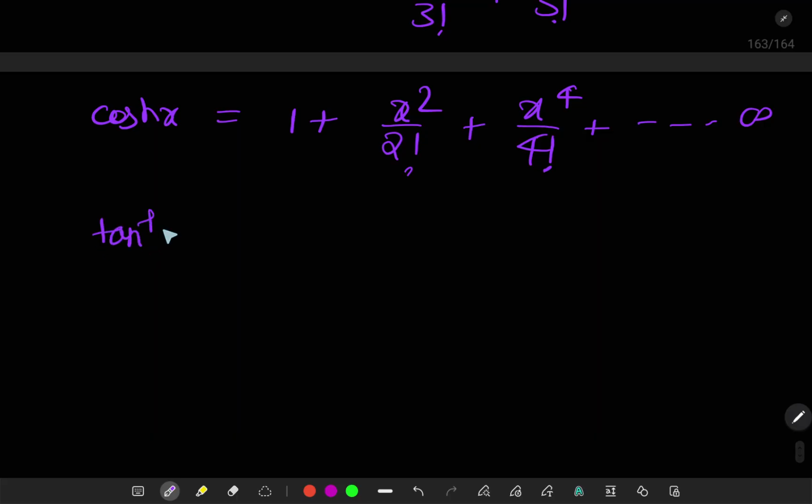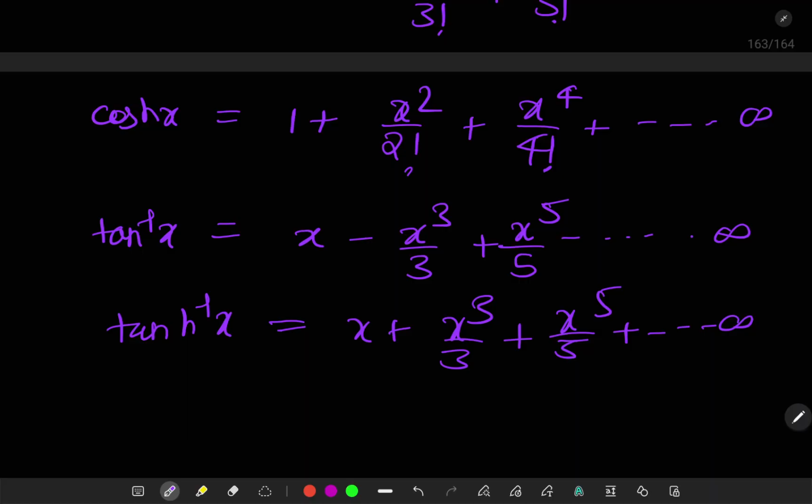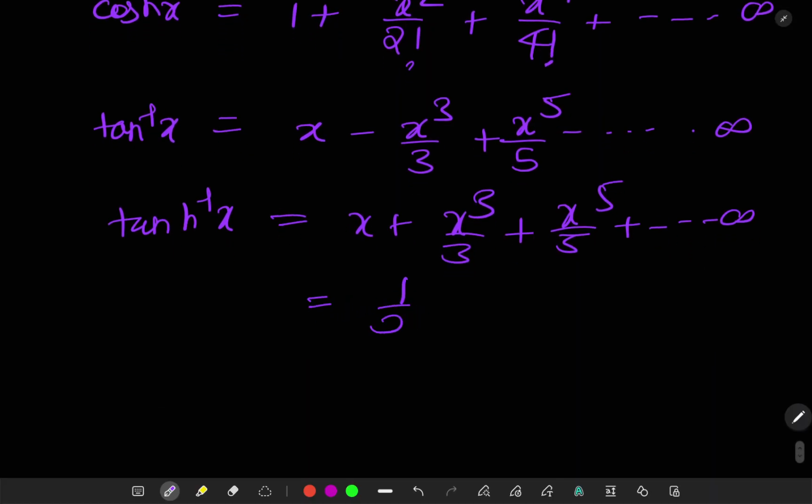And for tan inverse x, the expansion equals this: x minus x cube divided by 3 plus x raised to power 5 divided by 5 minus up to infinity. Tan hyperbolic inverse x equals x plus x cube divided by 3 plus x raised to power 5 divided by 5 plus up to infinity. And this also equals 1 by 2 log of 1 plus x divided by 1 minus x.